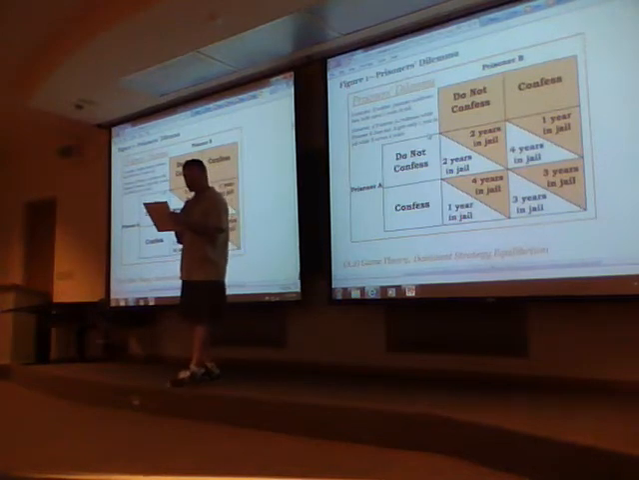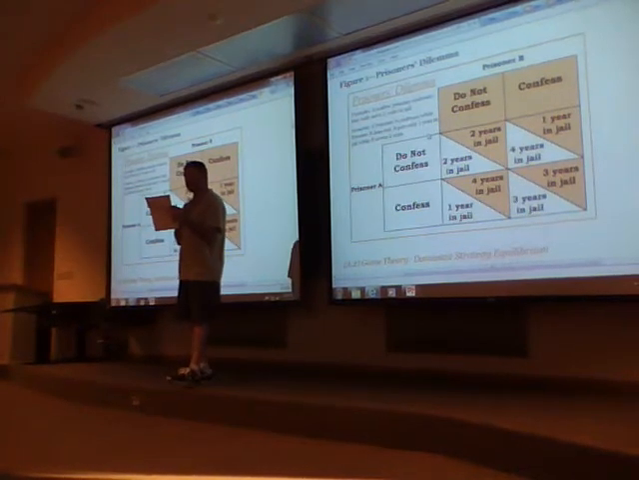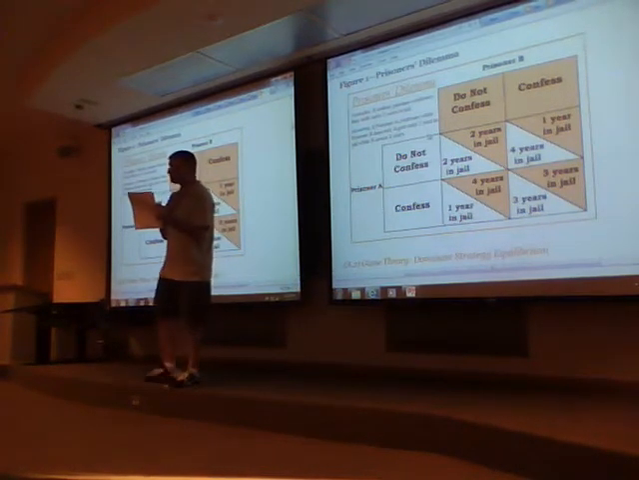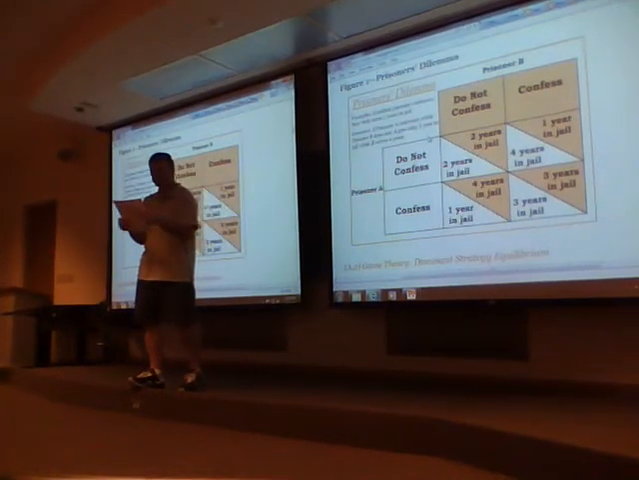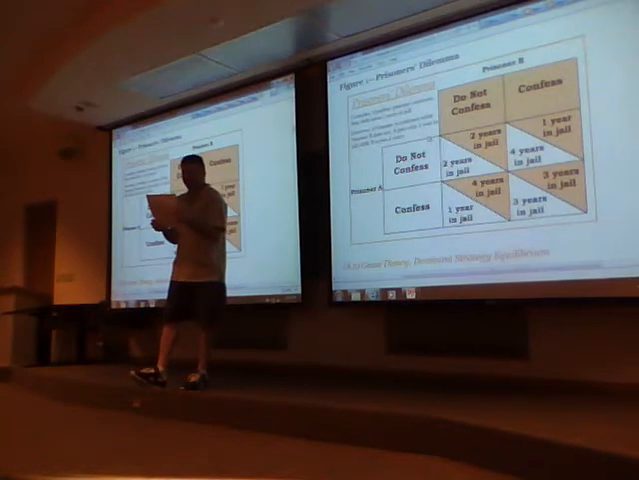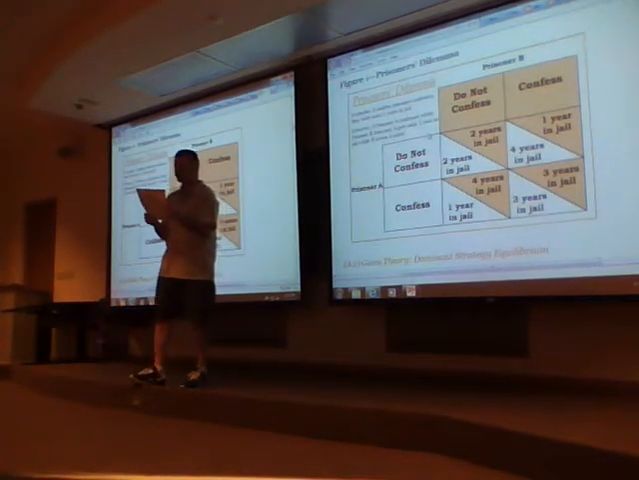Number 5 is false. Number 6, a dominant strategy is the optimal strategy regardless of the other player's strategies. True. That's exactly how we define it. Number 7, a dominant strategy is the optimal strategy assuming the other player does what is best for her.